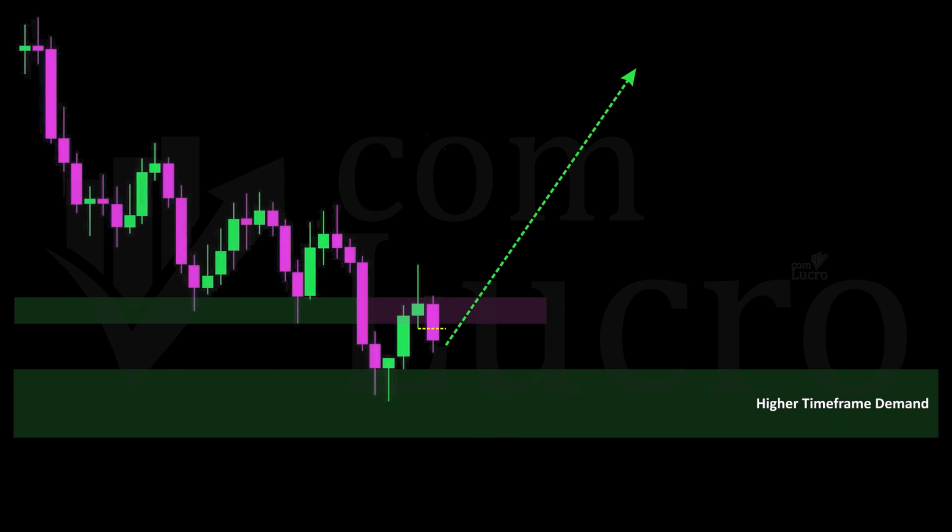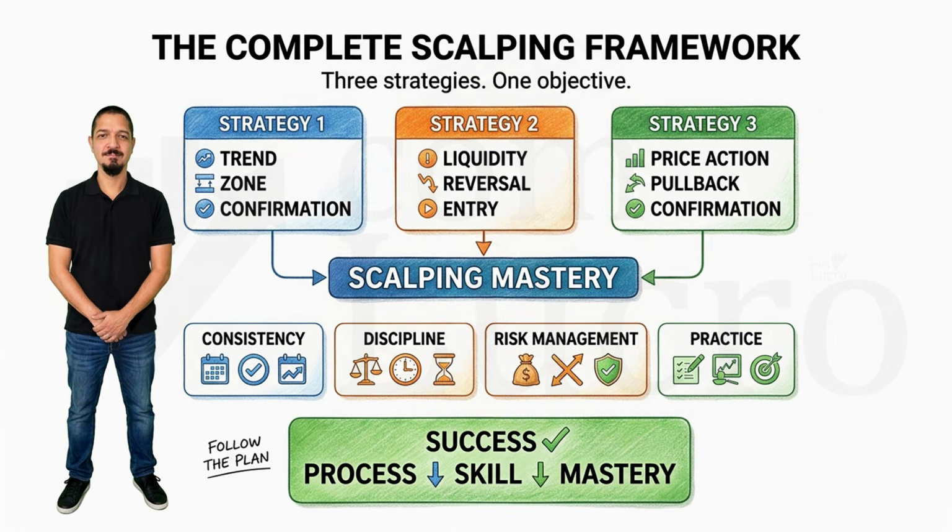So always check the higher time frame to make sure there's enough room for price to move in your direction before reaching the next key level. That simple habit keeps you aligned with the broader market flow and helps you avoid trades that run straight into major structure. Together, these 3 scalping strategies form a complete framework for trading with structure, precision, and confidence.